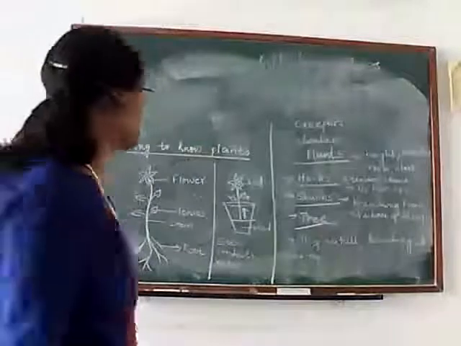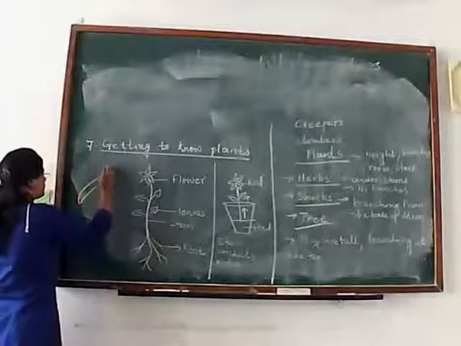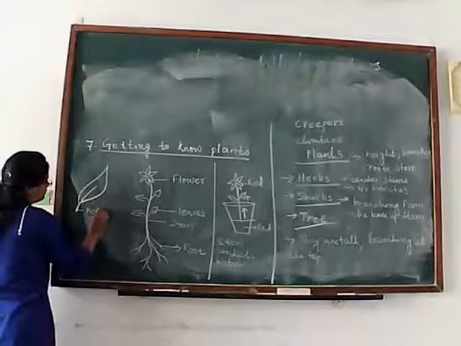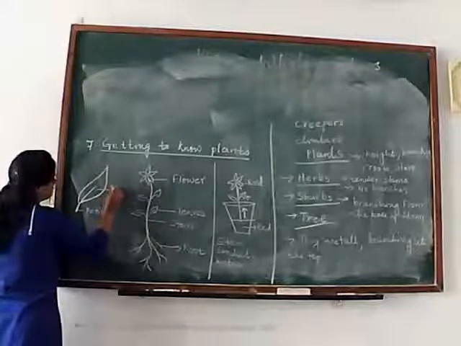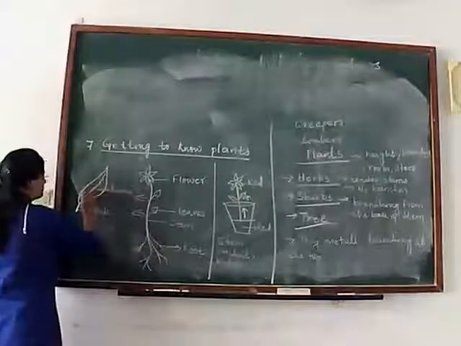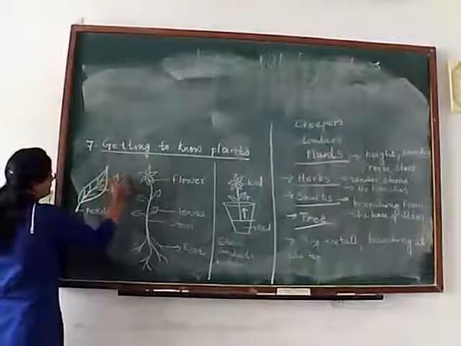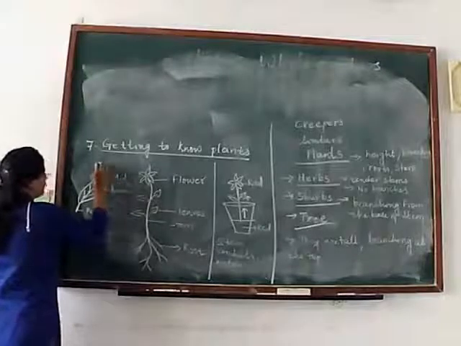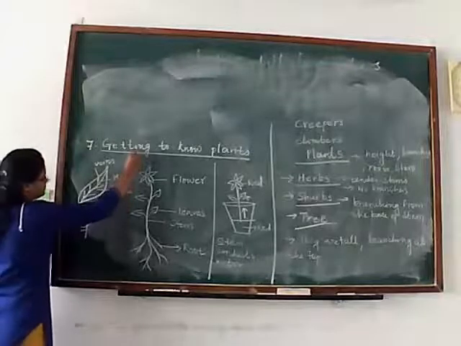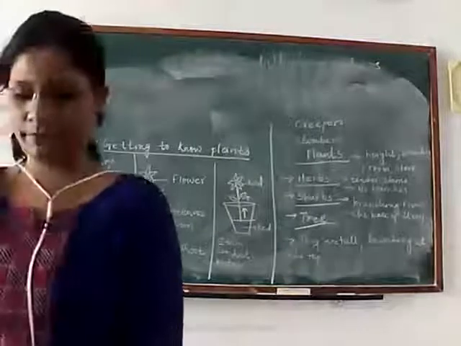Label the parts of a leaf. Like you label the plant, you also label the leaf. Now this is beautiful. This is the minor. This is midrib. Okay. So the labeling of the leaf.